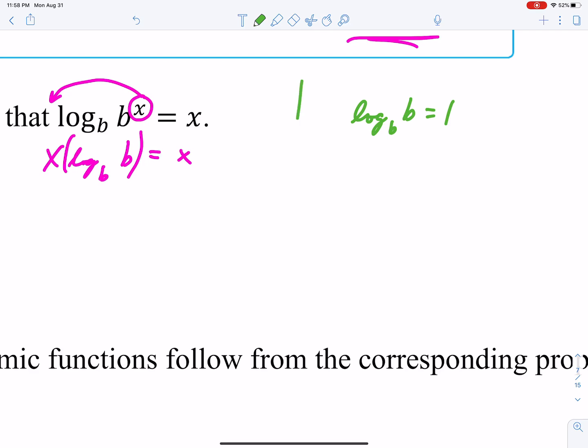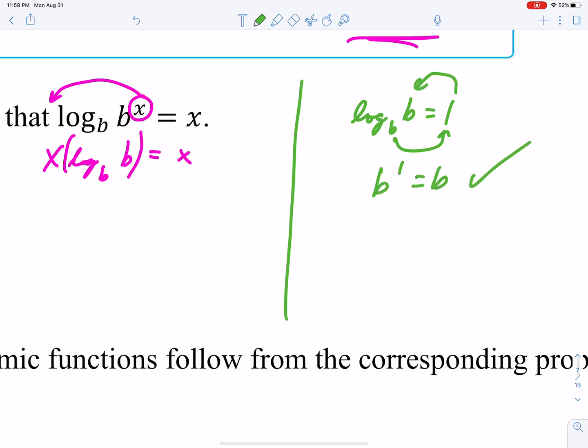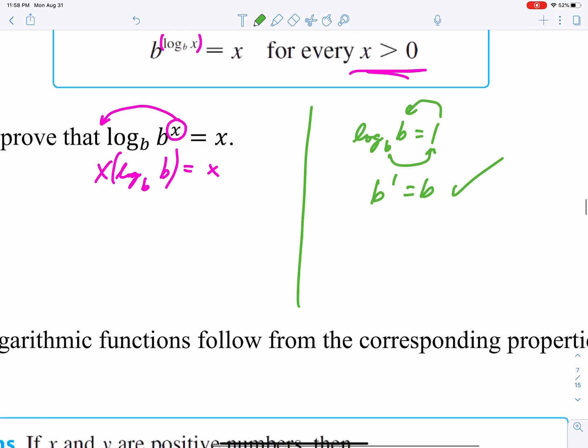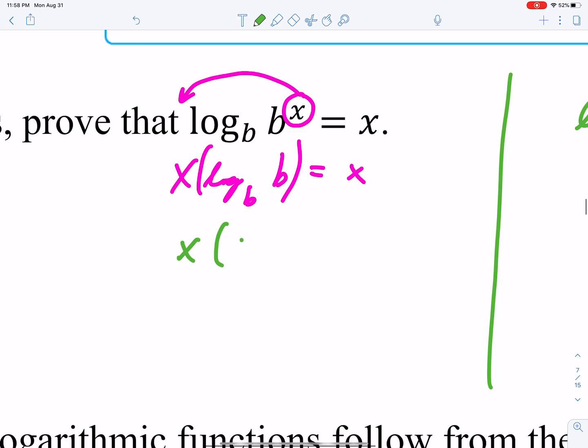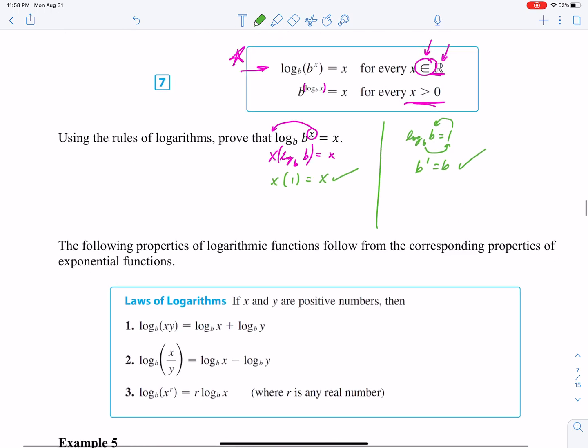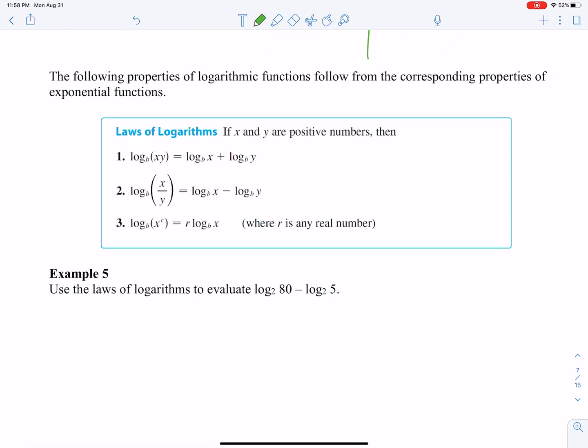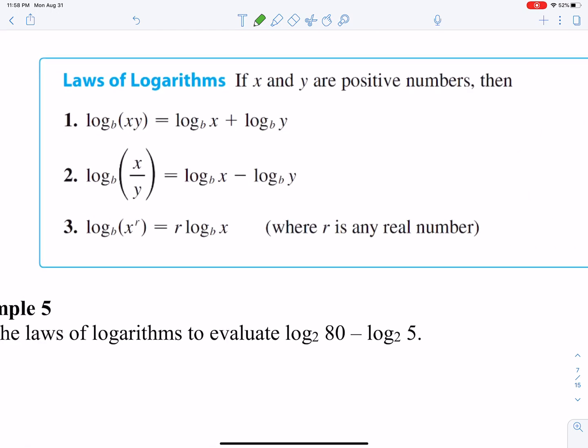Let's prove that. So this is a side proof. Well, we can use the loop around, right? We definitely know that b to the 1 equals b. So we got it. There's the proof. Okay? So what that means is we have x times 1, which of course equals x, and we got it. Another proof right there. Okay? Important stuff to understand. Not just memorize. Understand.